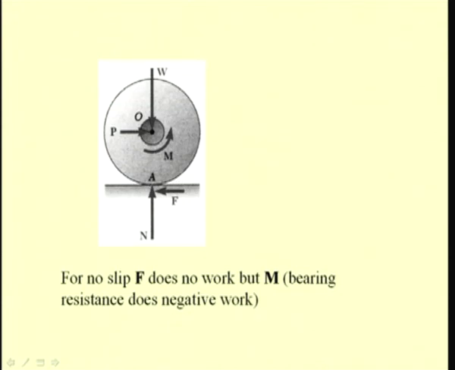But if we assume that this point A does not slide, then for any movement of this wheel, this force F does not do any work, because there is no sliding taking place at A. But we see that this frictional moment M has to be overcome at this bearing surface, and thus the negative work is done not by this frictional force F, but by the frictional moment that exists in the bearing.